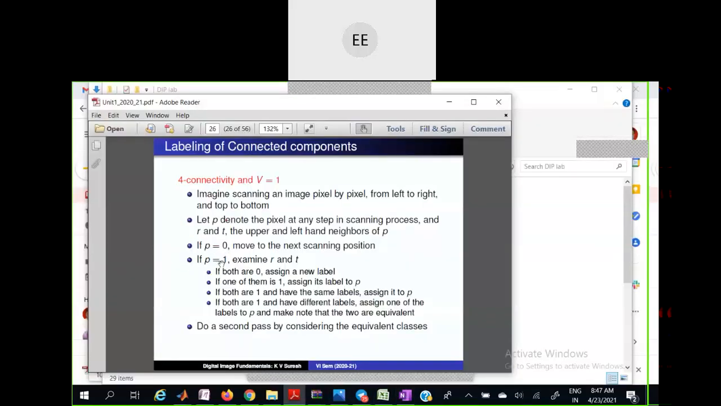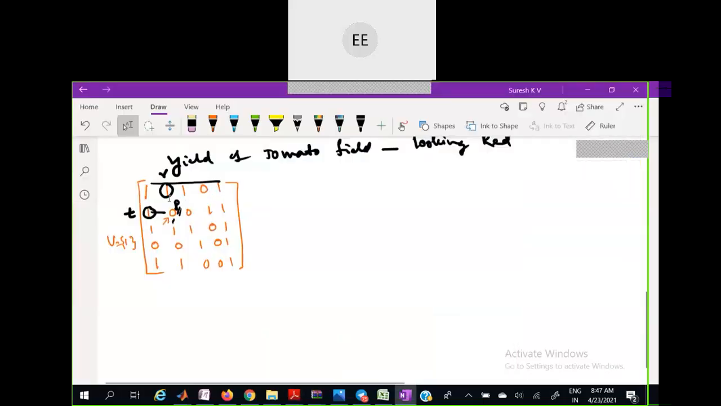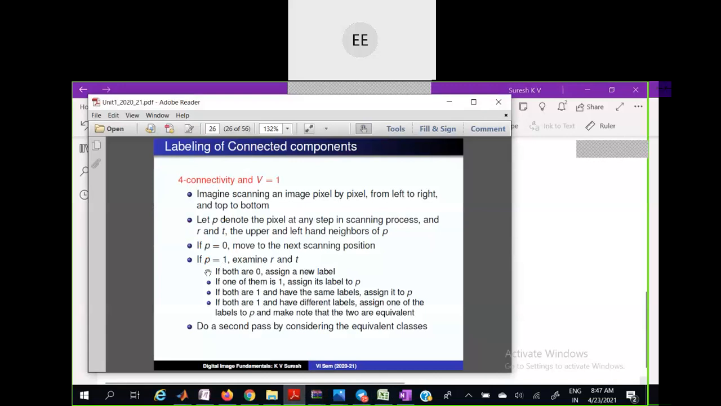If P is 1, then you have to look at R and T. Both of them can be 0. R can be 1, T can be 0. R can be 0, T can be 1, or both of them can be 1. In fact, in this example, both of them are 1. So what should I do? That's what it is telling me.